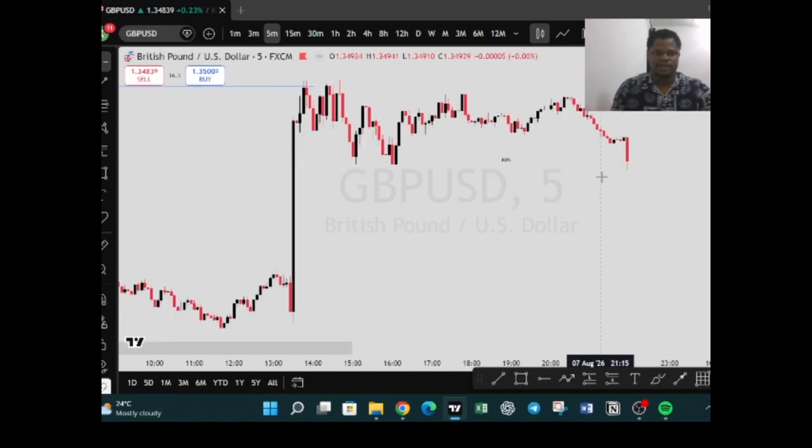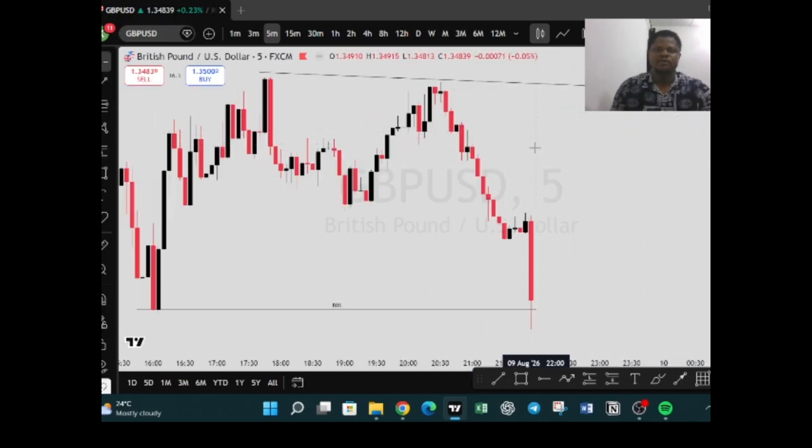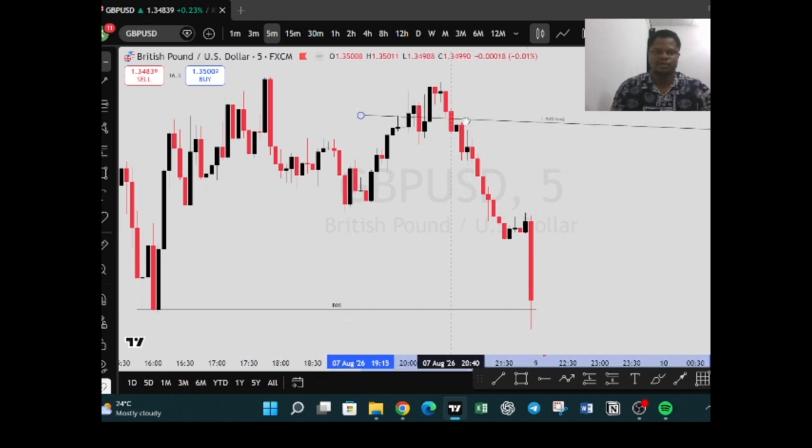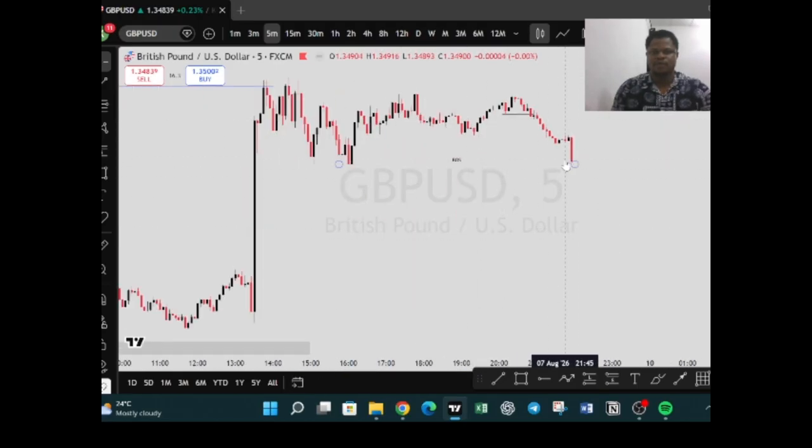Okay, another thing I can see here is that we broke structure here, took out the liquidity. So this high was a protected high. Yes, but once we take out this low, I'm looking at price coming back to this point here, because this is a liquidity block. If this is a liquidity block, it means that is where I want to see price enter.